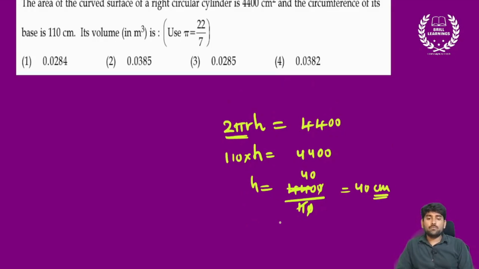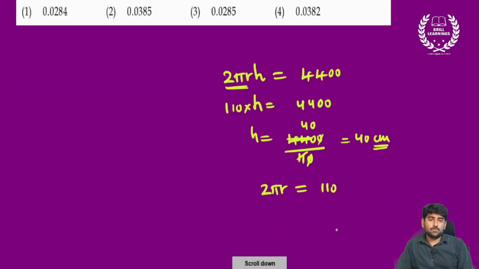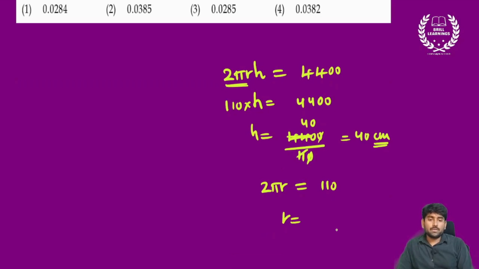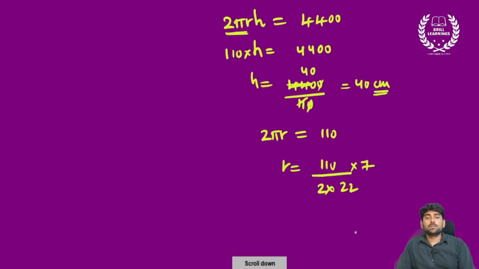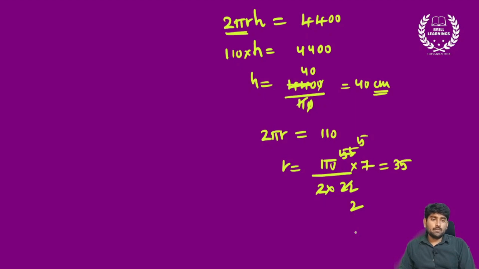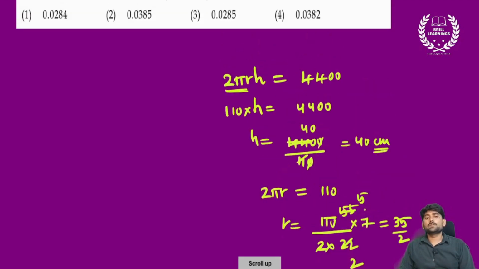Now find the value of radius. So they have given perimeter. Perimeter is nothing but 2 pi r, which is equal to 110. Base perimeter they have given. From here we can get the value of radius. So 110 by 2 into pi means 22 by 7. Now cancel these. So 2 1s are 2, 5 5 times, 11 2s are 11 5s are, so 35 by 2. Radius is 35 by 2.